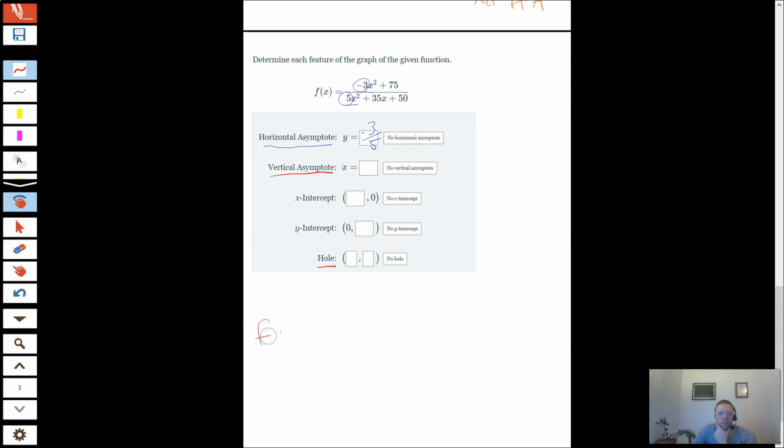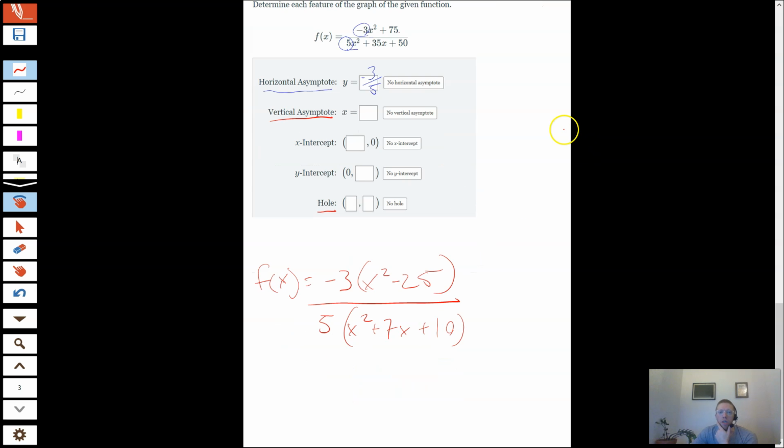So f of x, the first thing I'm going to do is pull out any common factors. Notice I can divide each term on the top by 3. So we'll make -3 a common factor here, so we get a positive x squared minus 25. And on the bottom, it looks like each term is divisible by 5. So we get 5 times x squared plus 7x plus 10.